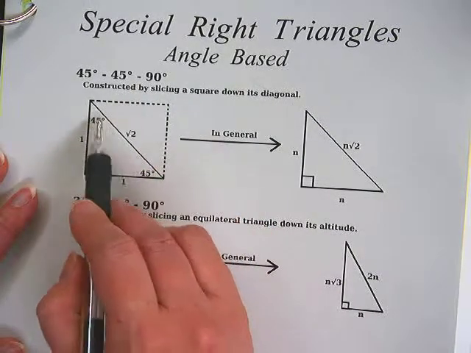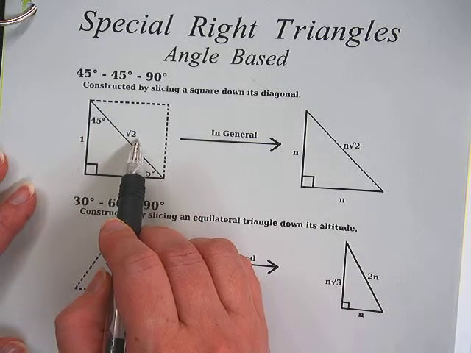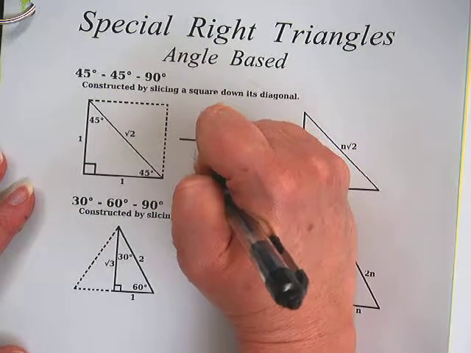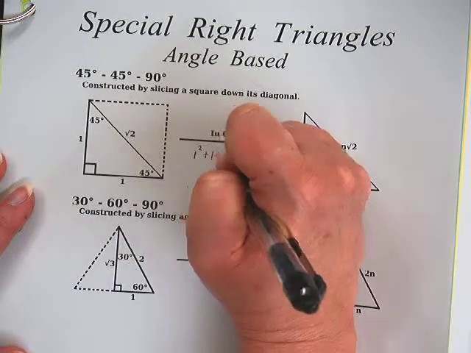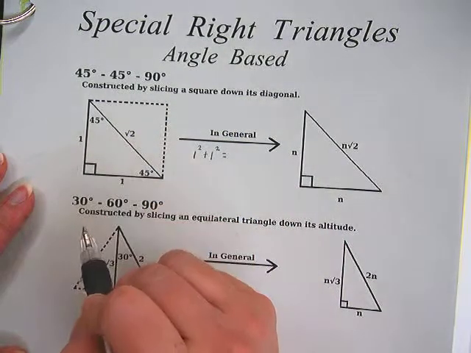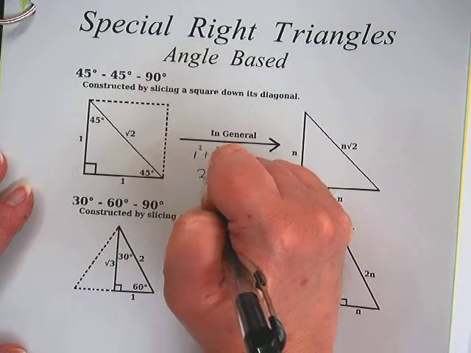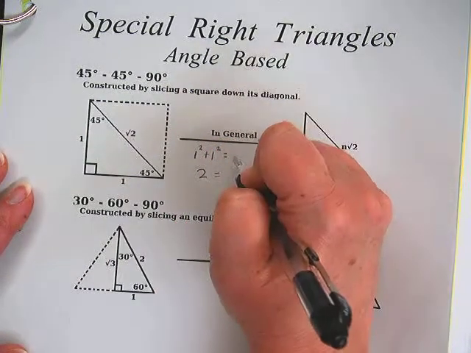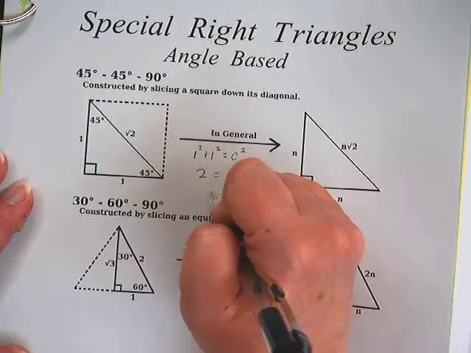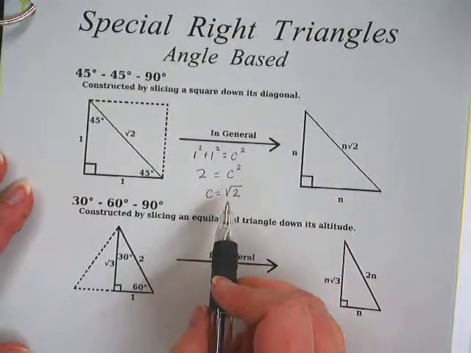But this length here will be longer than an inch, and we can find that value by using Pythagorean Theorem. We can do 1 squared plus 1 squared, and that's going to be equal to our hypotenuse squared. So 1 squared plus 1 squared is 2, but that's giving us the value squared. Well, let's just call it c. So if we actually are trying to find c, we then have to square root that value, and we get the square root of 2.